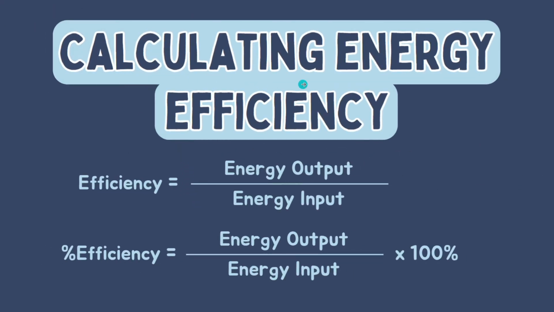How to calculate energy efficiency? Efficiency equals energy output divided by energy input. The smaller number divided by the bigger number. To make that into a percentage, you just times it by 100. Let's do some practice questions.